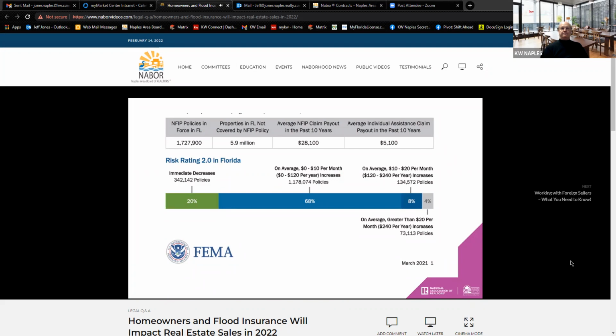So FEMA was formed, and they really had very little data to start with. So the rates that were assigned to these various homes were pretty much inaccurate. Some people were paying a lot, some people were paying a little. It was based on some very rudimentary mapping.